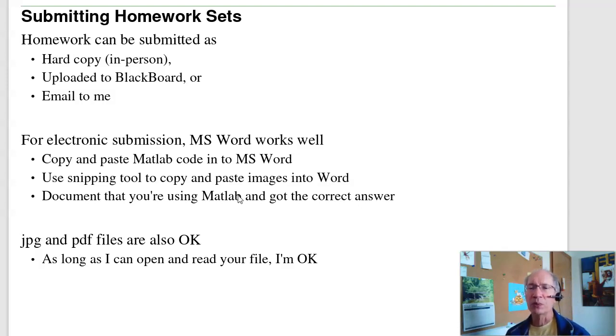Word works out really well for this class. With Word, I can use copy and paste to copy the MATLAB code into Word, and there's the use of MATLAB. When there's an image, like a plot, I can use the snipping tool and copy and paste that into MS Word. Then you just submit your Word document when you're done. That's an easy way to do this class. It demonstrates I can solve these types of problems using MATLAB.